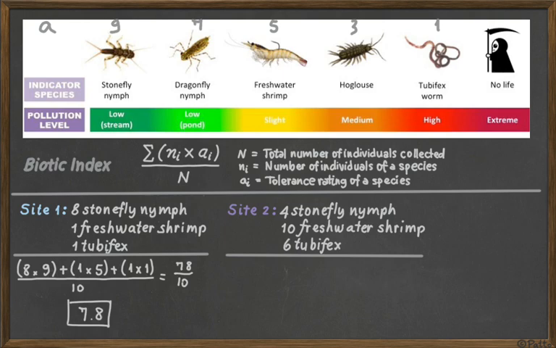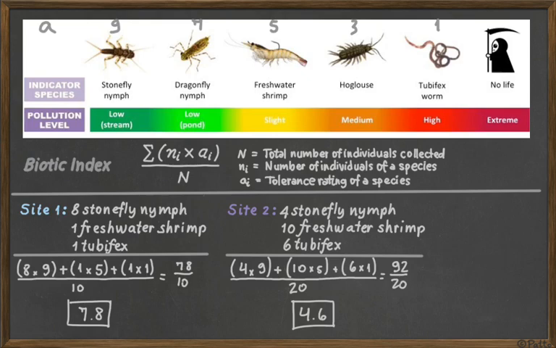Okay, let's see if you have calculated it correctly. You have 4 stonefly nymphs times 9, 10 freshwater shrimps times 5, and 6 tubifex times 1. And we have a total of 20 individuals. So this will give us a total of 4.6. This is the biotic index of site number 2.